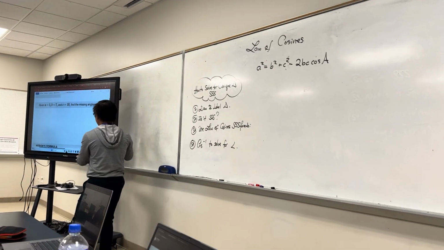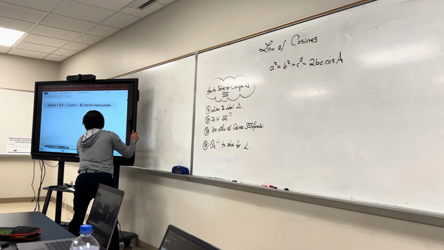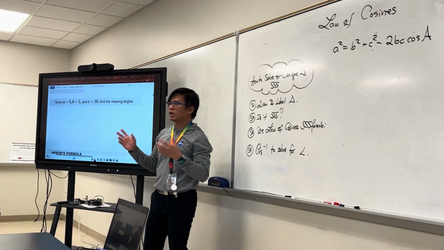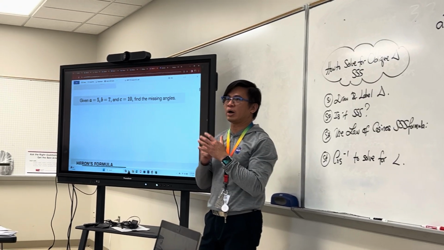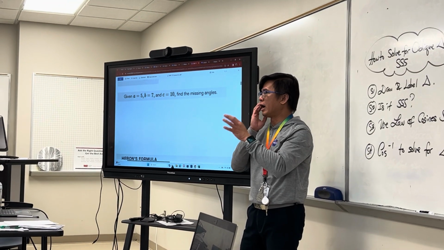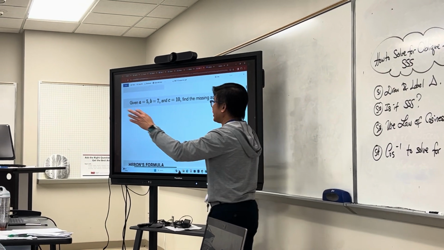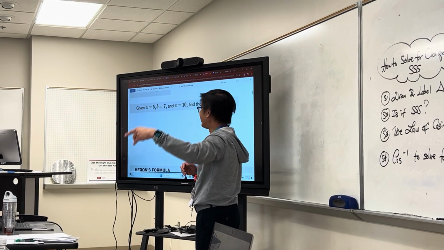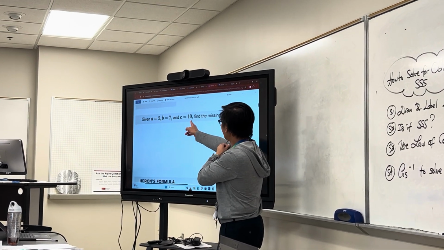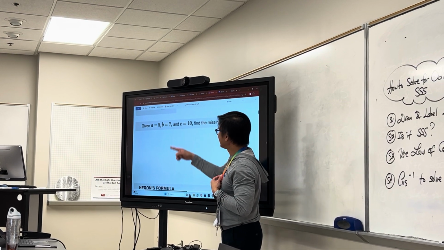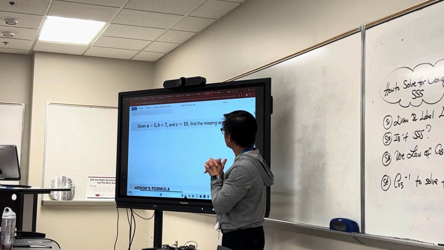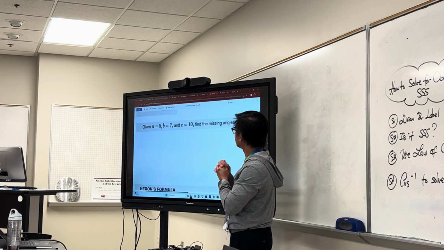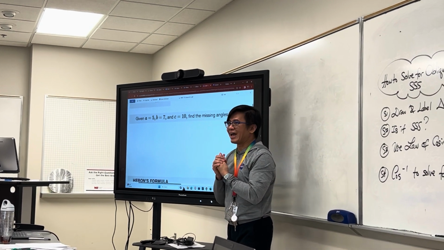Problem in here and see how we can work on this one, okay? So, let's read this problem first. Giovanni, go ahead. Given a equals 5, b equals 7, and c equals 10, find the missing angles, all right?